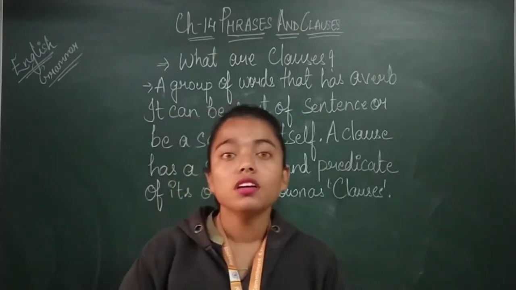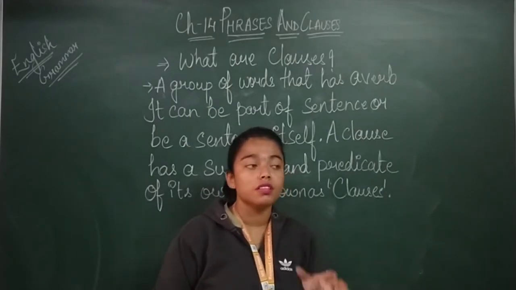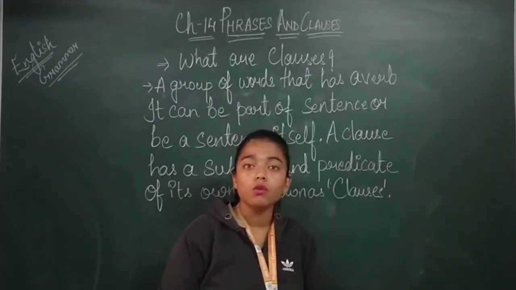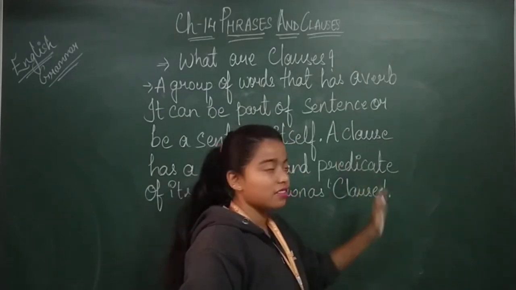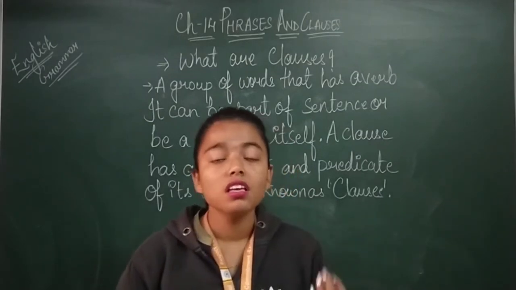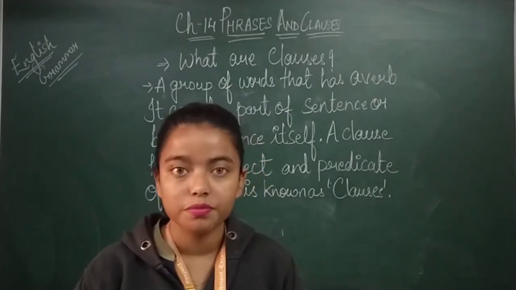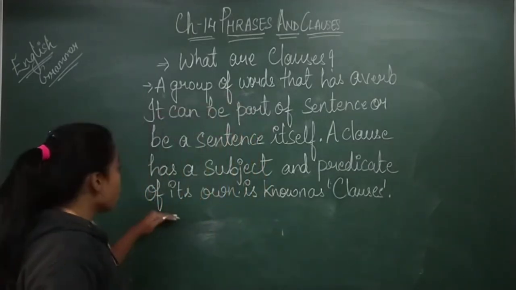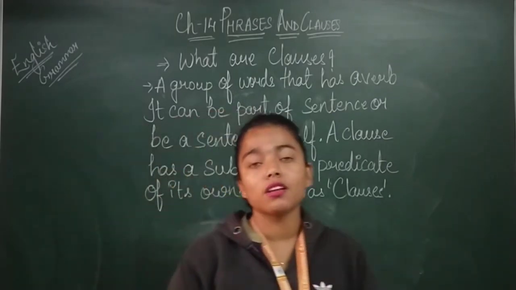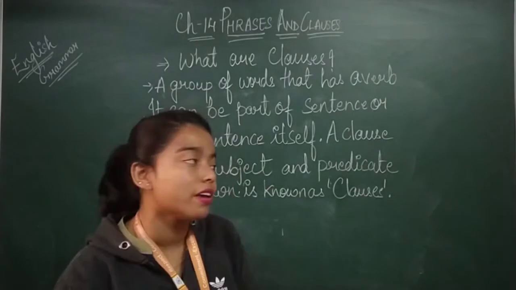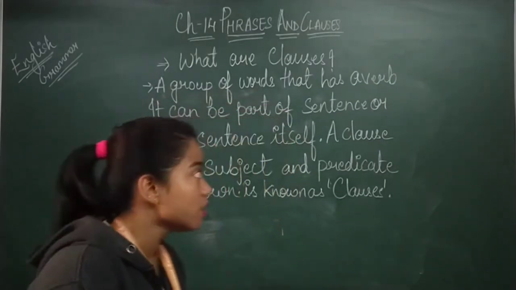Predicate means, students, it's a new thing for you. Predicate means the action words in the sentence, which show the action in the sentence. They are known as predicates. If I am saying he is eating, he is my subject and the predicate is eating. Okay. Now, of its own subject and its own predicate, they are known as clauses, right?